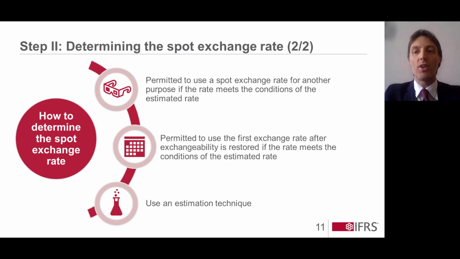The second situation is one in which exchangeability between two currencies is lacking at the measurement date, but has subsequently been restored. In this situation, the company is permitted to use the first subsequent exchange rate if that rate meets the three conditions listed on slide 10. To help companies assess whether the observable exchange rate in both these situations meets the conditions of the estimated spot exchange rate, the board has included a list of factors to consider.